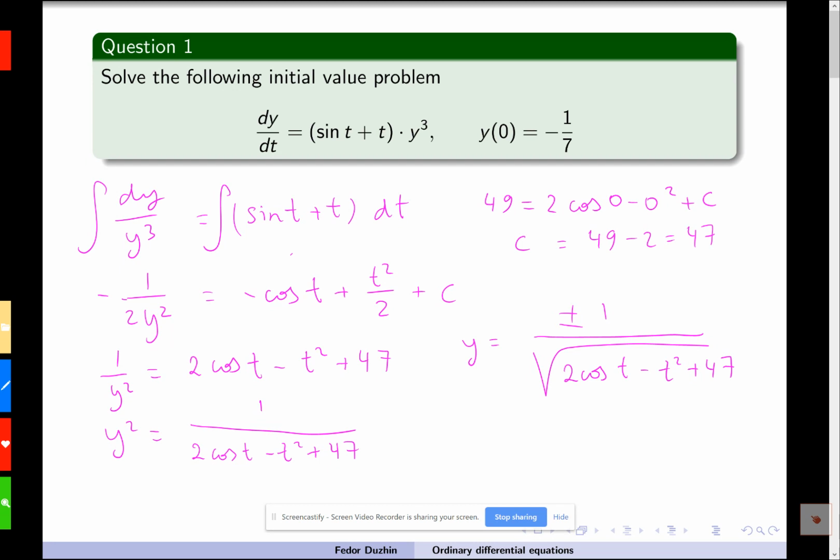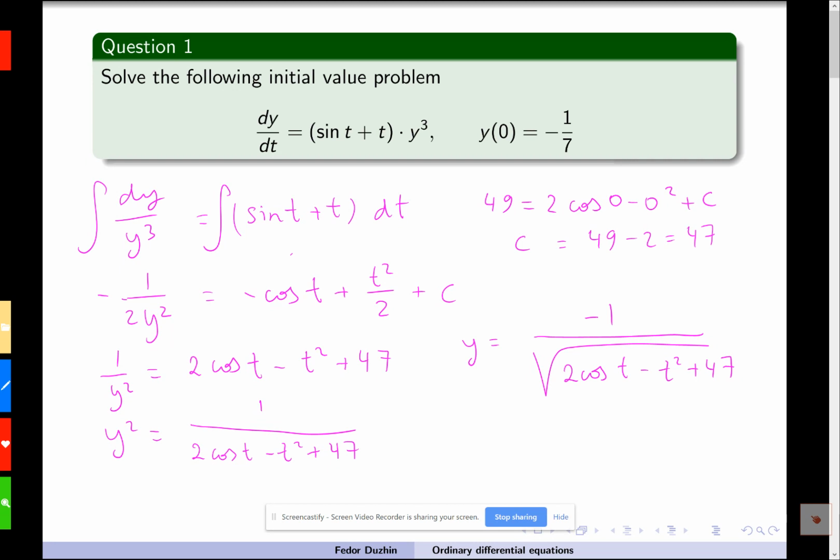Is it plus or minus? We need to find out. Notice that the initial value of y is negative, right? And if we let t be 0 here, then we see that the square root is positive. So in order to make it negative, we need to keep the negative sign. Which is why the answer is negative, because the initial value of y is negative.